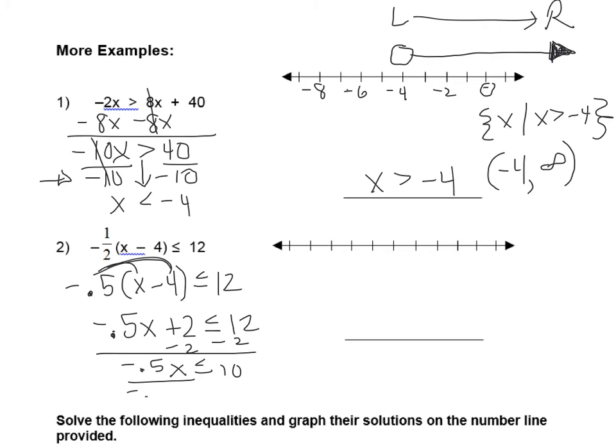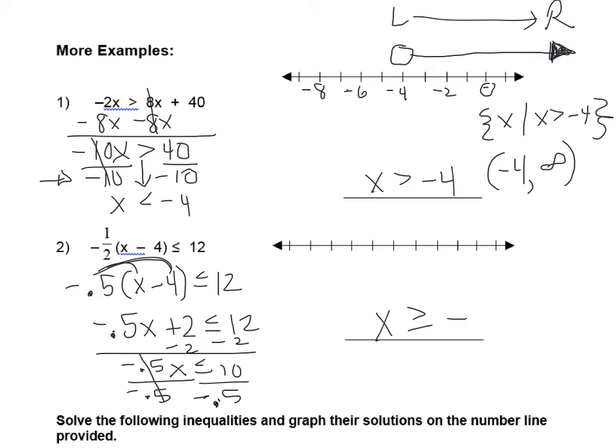Now dividing both sides by negative 1/2. Oh, did we just divide by a negative number? We did. So in our solution, our inequality symbol is going to switch and face the other way. Our negative 0.5's cancel. You're left with x on this side. And what is 10 divided by negative 0.5? Well, a positive divided by a negative is a negative.